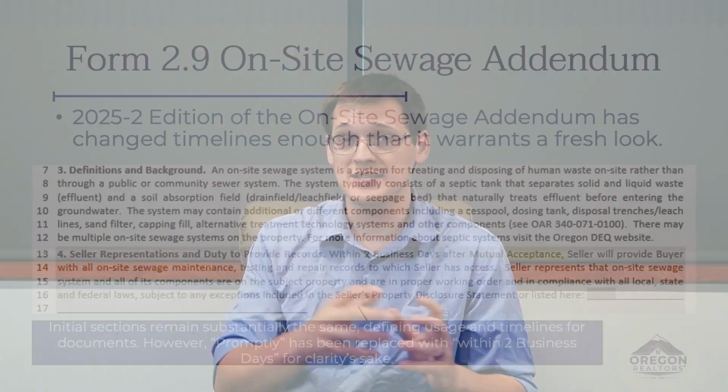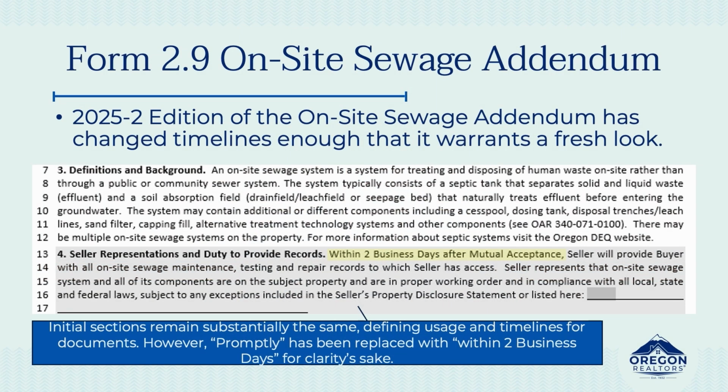In this training, we'll cover the Oregon Realtors Form 2.9, which is the On-Site Sewage Addendum. This is for edition 2025-2, the edition that was released in October of 2025. It's worth noting because there were some relatively significant changes to the timelines from what previously existed in the earlier part of 2025, and it will be the edition that is ongoing after 2025-2 goes into effect. It begins the same way as it always had before.